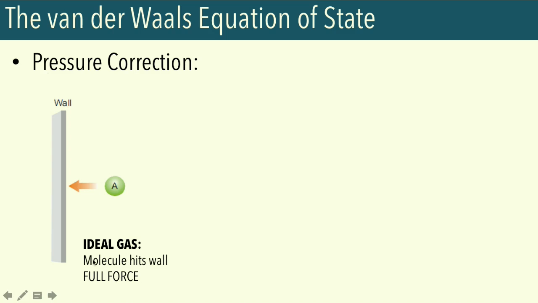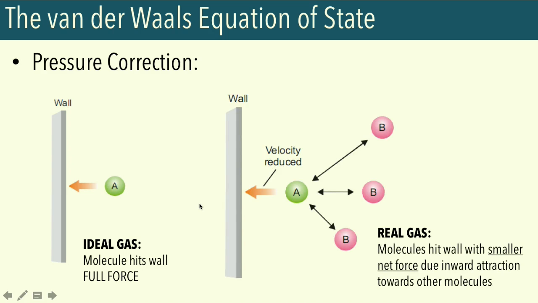So for an ideal gas, a molecule is going to hit the wall with a full force, based on its kinetic energy. However, if we have a real gas, consider this molecule over here, let's call this molecule A. It is going to be interacting with these different molecules here. So our molecule A is going to be interacting with our different B molecules here.